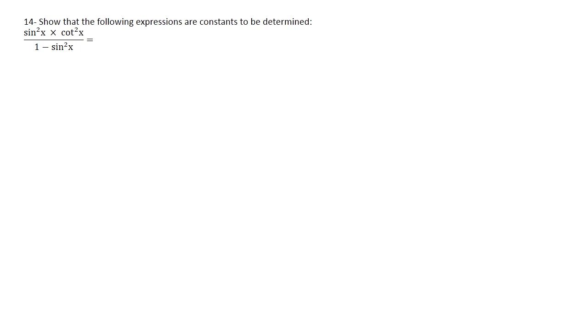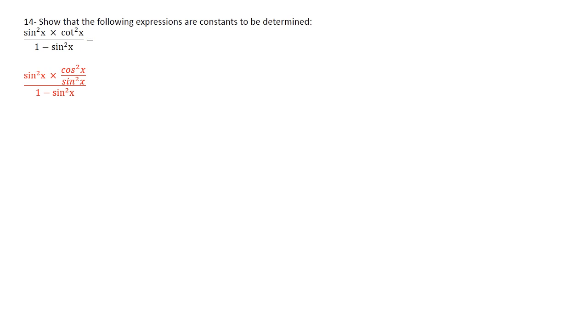Okay? First of all, I'm going to start with exercise 14, where we have this expression and you are asked to simplify this expression in order to get a constant to be determined. So the answer of this expression is going to be a constant number. What's the first step that you have to do? Every time you see cotangent squared or tangent squared, you have to replace them. So the first step is to replace cotangent squared by cosine squared over sine squared.